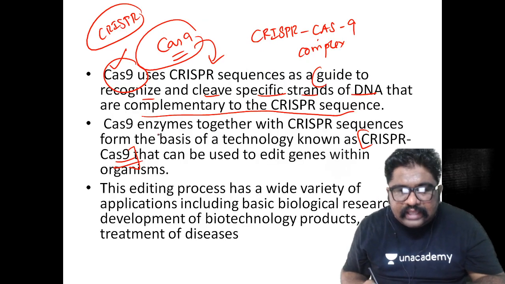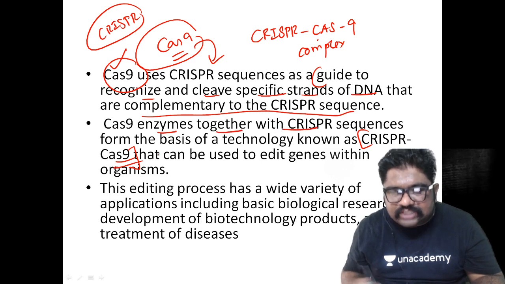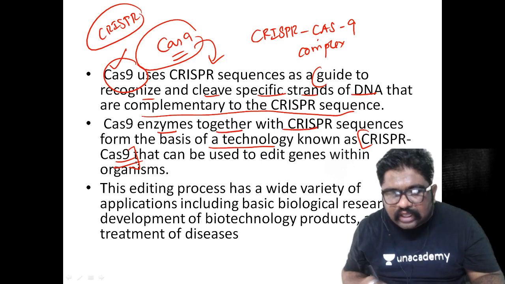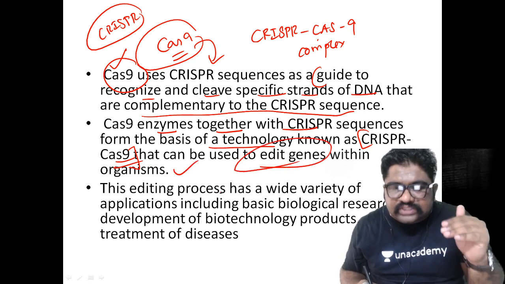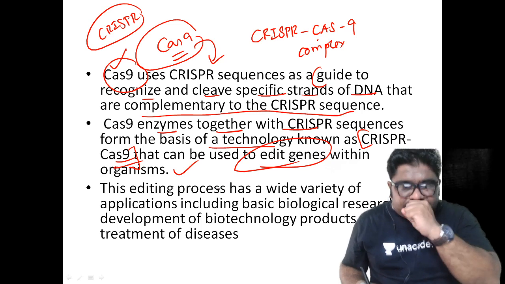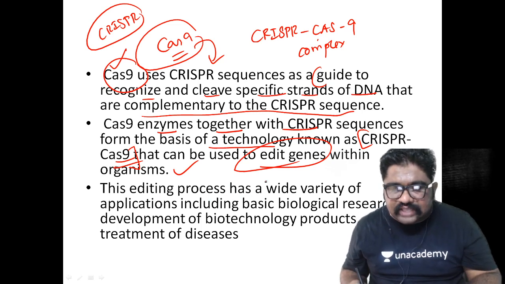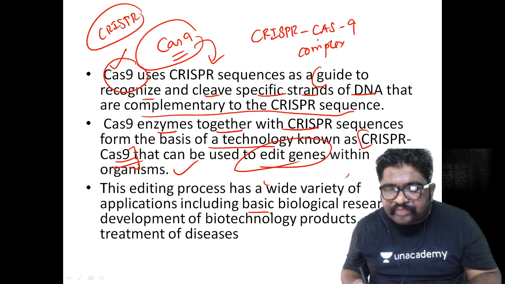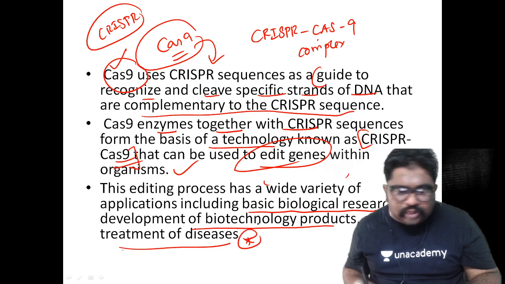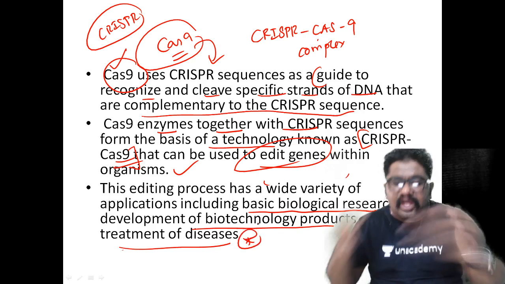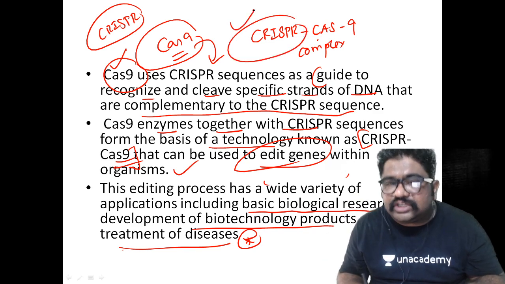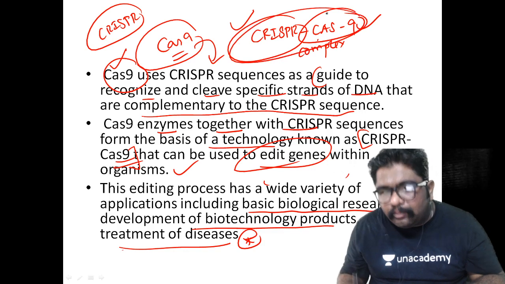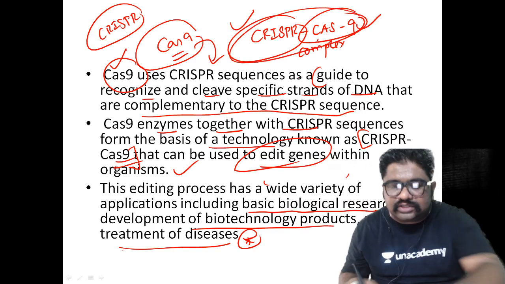Look at the theory here. Cas9 enzymes together with CRISPR sequence form the basis of a technology known as CRISPR-Cas9 that is used to edit genes within the organism. This editing process has a wide variety of applications, including basic biological research, development of biotechnology products, and treatment of diseases. So if I want to destroy a particular DNA, alter a DNA, or alter an RNA, then I can use the information of CRISPR and the weapon called Cas9. Both the guidance and the weapon together can cause the modifications.